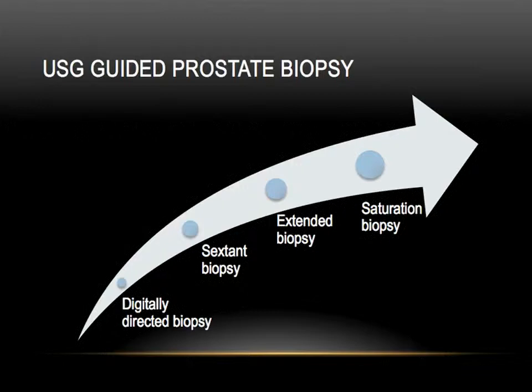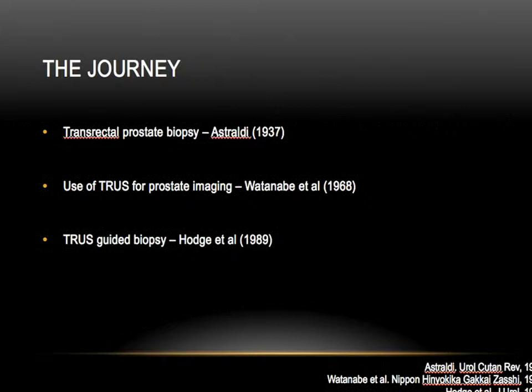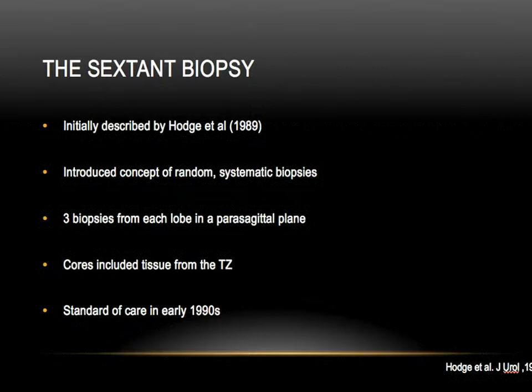And the journey began in 1937 with Astraldi describing the first transrectal prostate biopsy. Transrectal ultrasound was invented in 1968, but it took another 20 years for Hodge to describe its use in systematic sextant biopsies. The reason for that was that we came to know that early prostate cancer may not be palpable and may not be visible as a nodule on transrectal ultrasound.